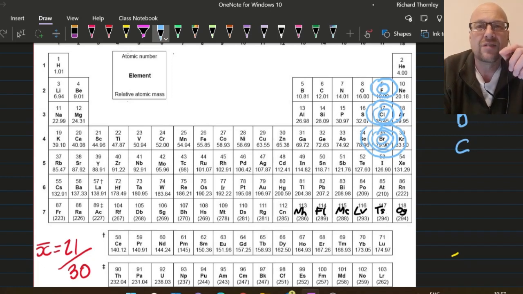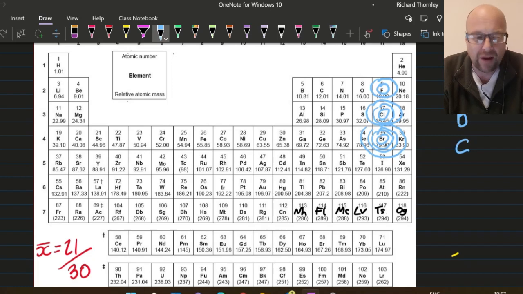Ionization energy, that's how easy it is to pull an electron off. That's how I think about it. Okay, it's not exactly that, it's how much energy it takes to pull an electron off a gaseous atom under standard conditions. But I think of how easy it is to pull an electron off.